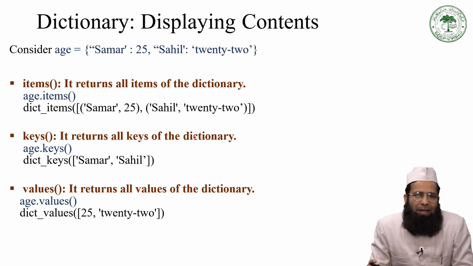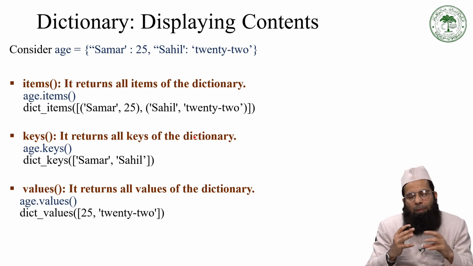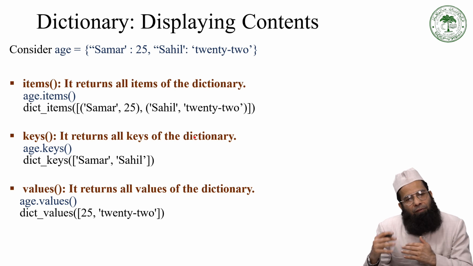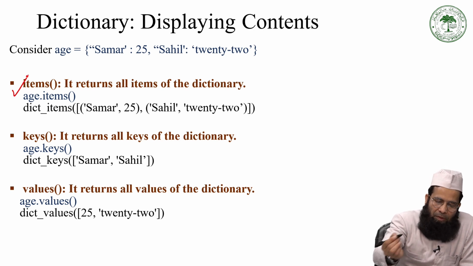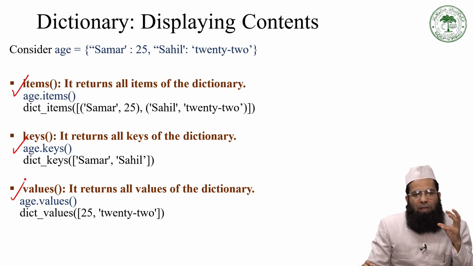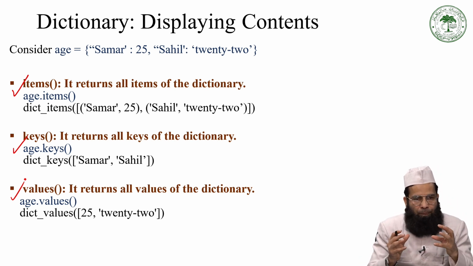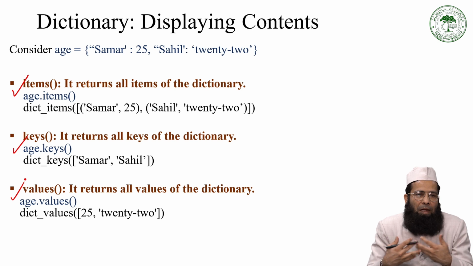Dictionary, if you want to display contents, you can display contents using different functions, you could say methods. So these are methods. Using items, I can access the data, using keys, I can access the data, and similarly, using values, I can access the data. Items include both the key value pair. So using a for loop, I can use this method to access the elements of a dictionary.